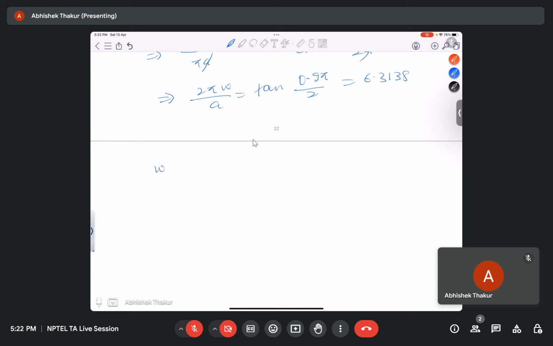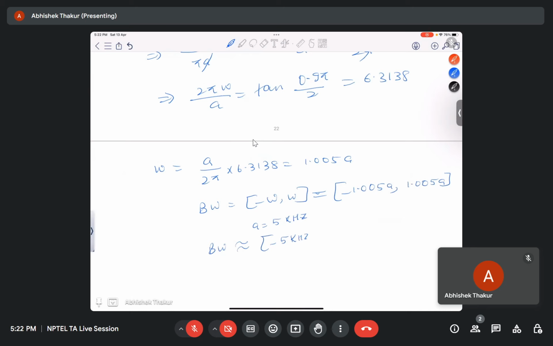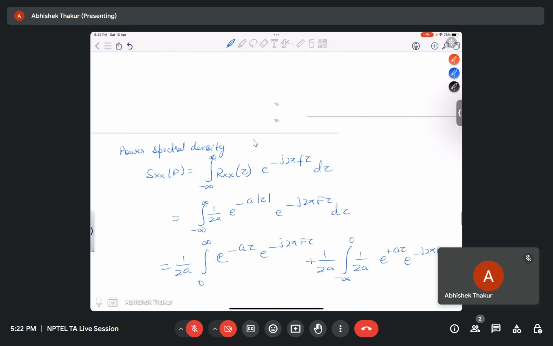So now the value of omega is equal to a by 2 pi into 6.3138. So that is equal to 1.0058 a. So the bandwidth is from minus omega to omega, so this is equal to minus 1.0058 a to plus 1.0058 a. And the value of a is equal to 5 kilohertz. So the bandwidth is nearly equal to minus 5 kilohertz to 5 kilohertz. So this was the complete solution for this question.